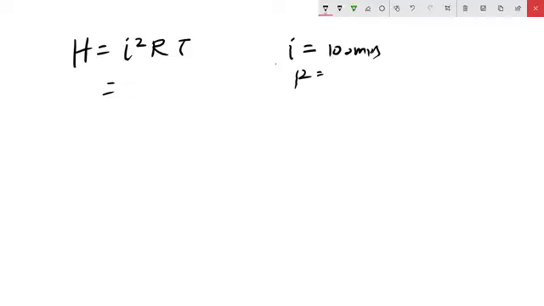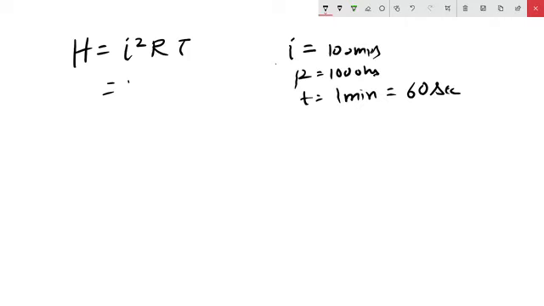Nothing but as per Joule's law of current. What does Joule's law say? H, the heat dissipated when any current flows through the circuit, is given as I square RT. So already they have given you the I value, 10 amps. R value they have given, 100 ohms. And time given, 1 minute. So standard is second, so we will convert to 60 seconds.